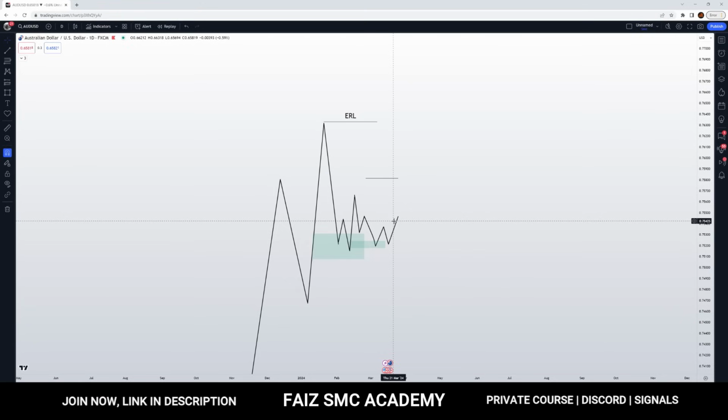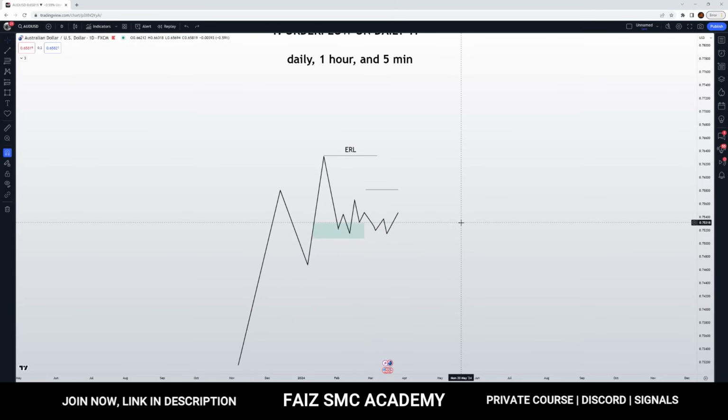All right. So look for a higher high and higher low formation like that. Perfect, like that. We take out this low, then we get a market structure shift on the 5-minute, and we target this high. Now, you can take 50% off here, or 70%, or 80%, and let the runners run till the higher time frame target, which is this ERL.